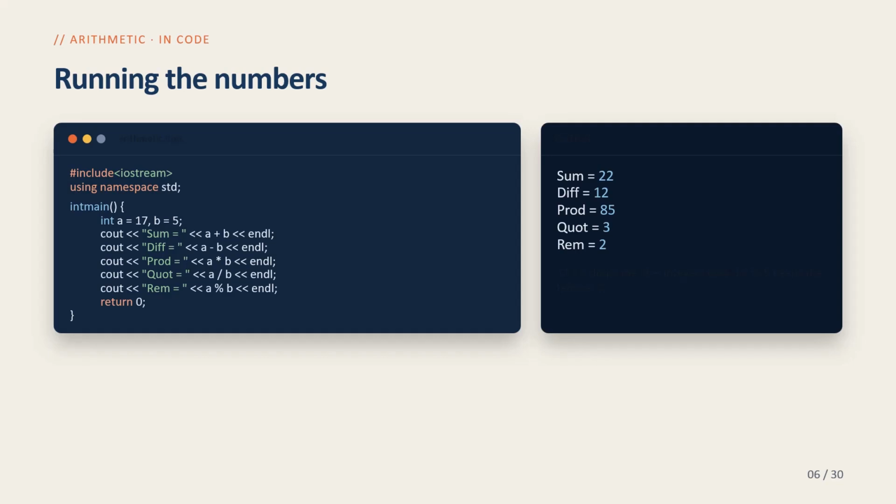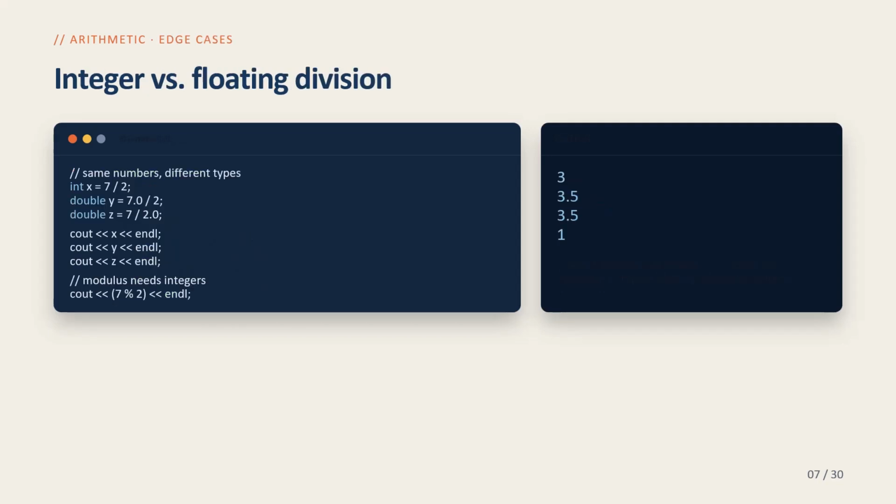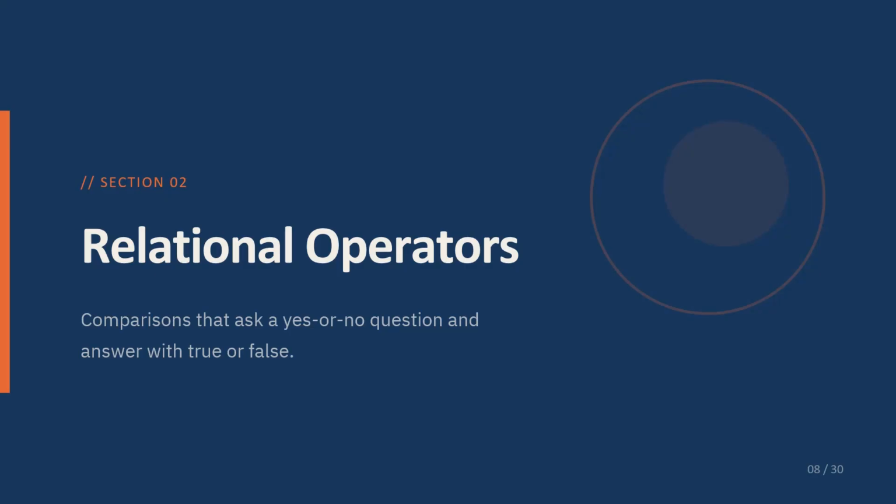Next is integer versus floating division. When both operands are integers, C++ removes the decimal part. To obtain an accurate decimal result, at least one operand should be of type double or float.